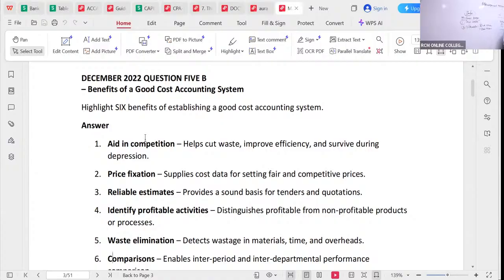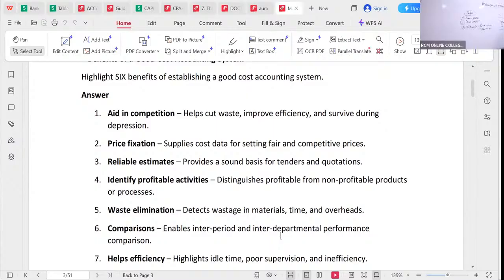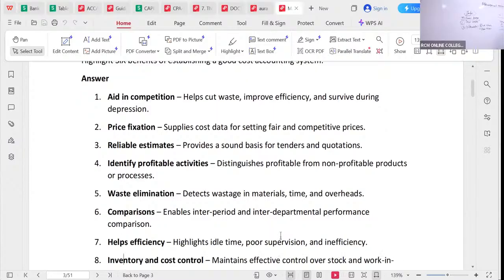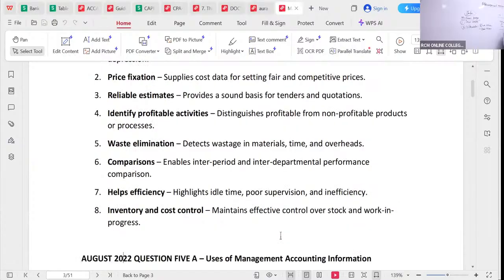So reliable estimates provide a sound basis for tenders and quotations, identify profitable activities, and distinguish profitable from non-profitable products. Waste elimination detects wastage in materials, time and overheads. It seeks comparisons, enabling inter-period and interdepartmental performance comparison, helps efficiency, and highlights idle time of employees, poor supervision and inefficiency. Inventory and cost control maintains effective control over stocks and work in progress.